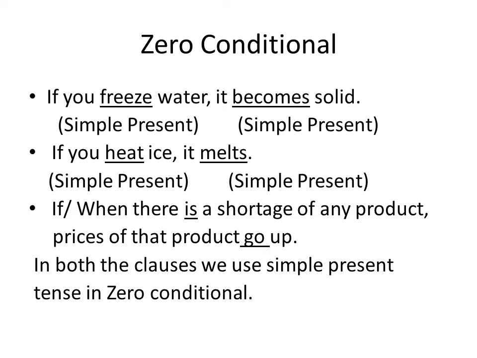Next example, if or when there is a shortage of any product, prices of that product go up. In both the clauses, we have simple present tense. So in zero conditional, we use simple present tense in both the clauses when we are talking about general truths, scientific truths, or to express automatic or habitual result.